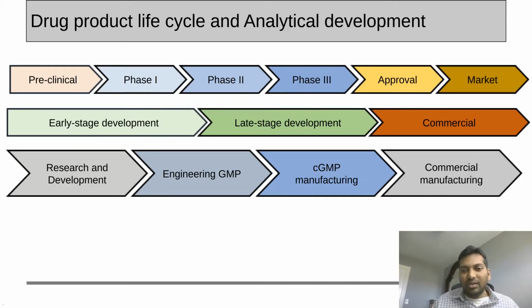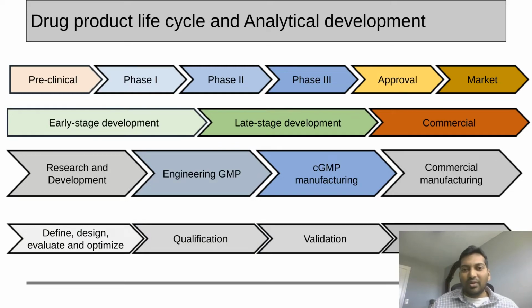And you can look at the same life cycle from analytical development, where as these drug products are being developed, you always have to have assays to really define the drug product. Most of the design, define, evaluate and optimize of assays happens during the research and development process. Once you have an assay which is more defined and have all your controls ready, you do your qualification, which stands around phase one, phase two.